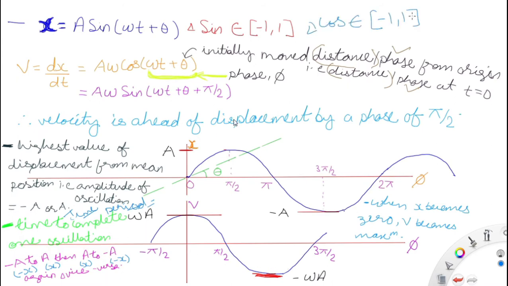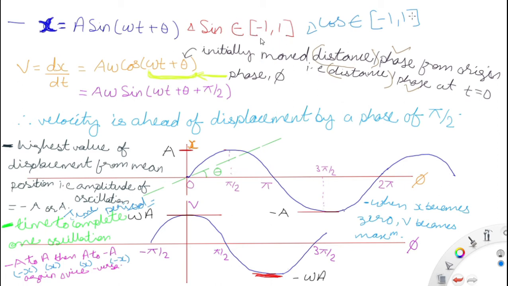So displacement is equal to A sine(omega t plus theta). A is the amplitude, sine is the function, omega is the angular frequency in radians per second, t is the time, and theta is the phase when time was equal to 0. Now the sine function has a maximum value of 1 and a minimum value of minus 1.